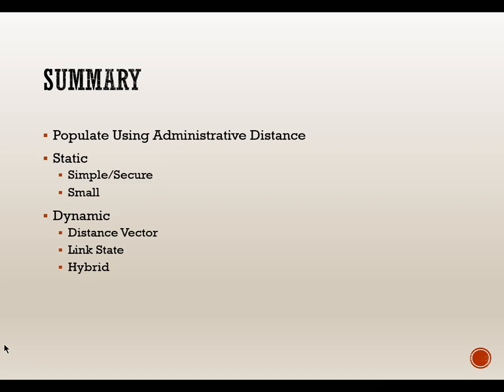Static routes can be used in simple, small networks. They are secure. They're not shared. They are only on that router. And again, we want the network to be relatively small if we're going to use static routes. The dynamic routing protocols, we had the distance vector, RIP, link state, which is OSPF, and hybrid, which was EIGRP.